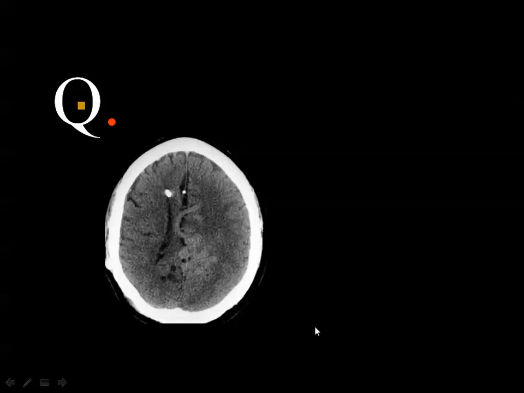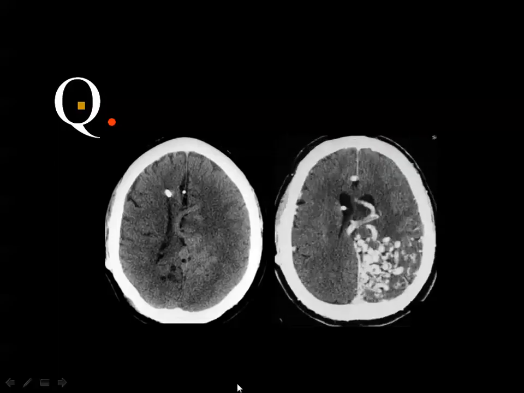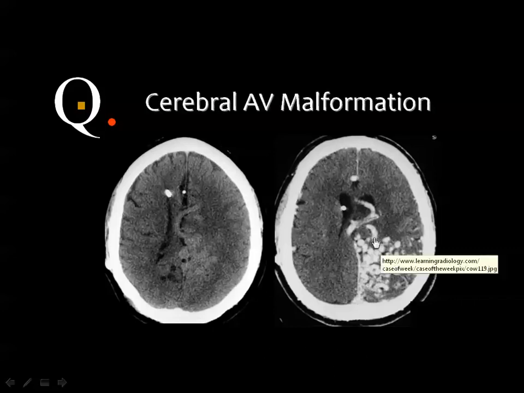Yes, this is a CT scan without contrast showing what looks like a vessel here after injection of contrast, and you see that this is... What is the diagnosis? Yes, an arteriovenous malformation with multiple dilated tortuous serpiginous enhancing vessels.